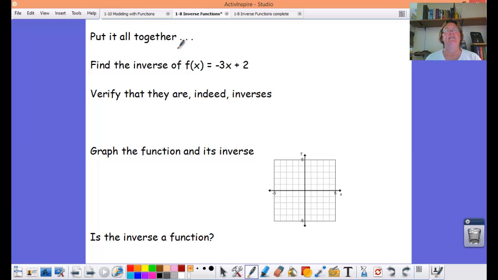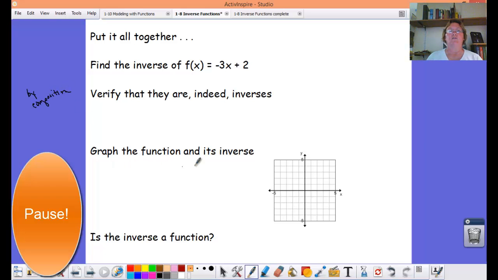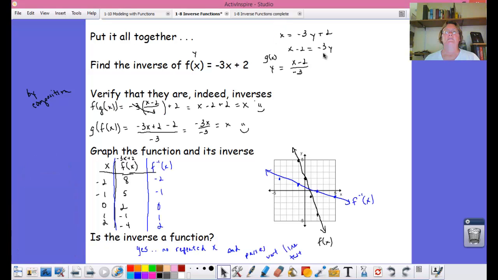Okay, here's the big thing. Let's do all of it together. We want to find the inverse of a function, verify by composition that they are inverses, graph the function and its inverse, and determine if the inverse is a function. I'm going to ask you now to pause the video. We're going to do each of these parts, and then I'll explain my responses to each. Alright, here are my thoughts. I'll tell you, this was a lot of work to do on your own, but it really does encompass everything that we are supposed to do.